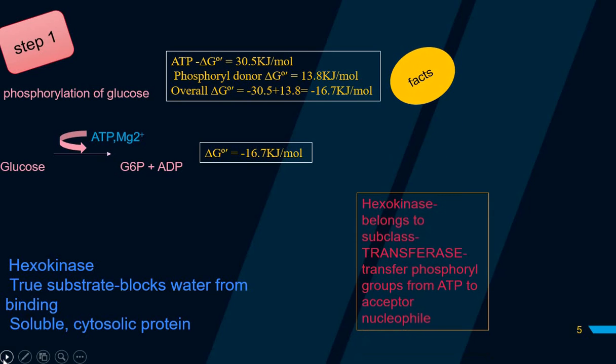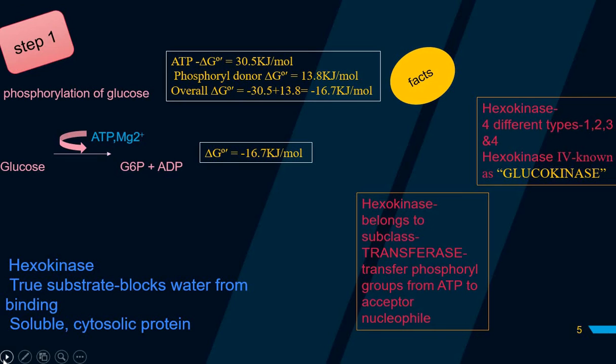Other facts about hexokinase: hexokinase belongs to a subclass of the family transferase. It belongs to a family called kinase. Kinase means transferring the phosphoryl donor groups from ATP to the acceptor substrate. And hexokinase is of 4 types: 1, 2, 3 and 4, and hexokinase 4 is known as glucokinase. These 4 types are mainly found in humans.